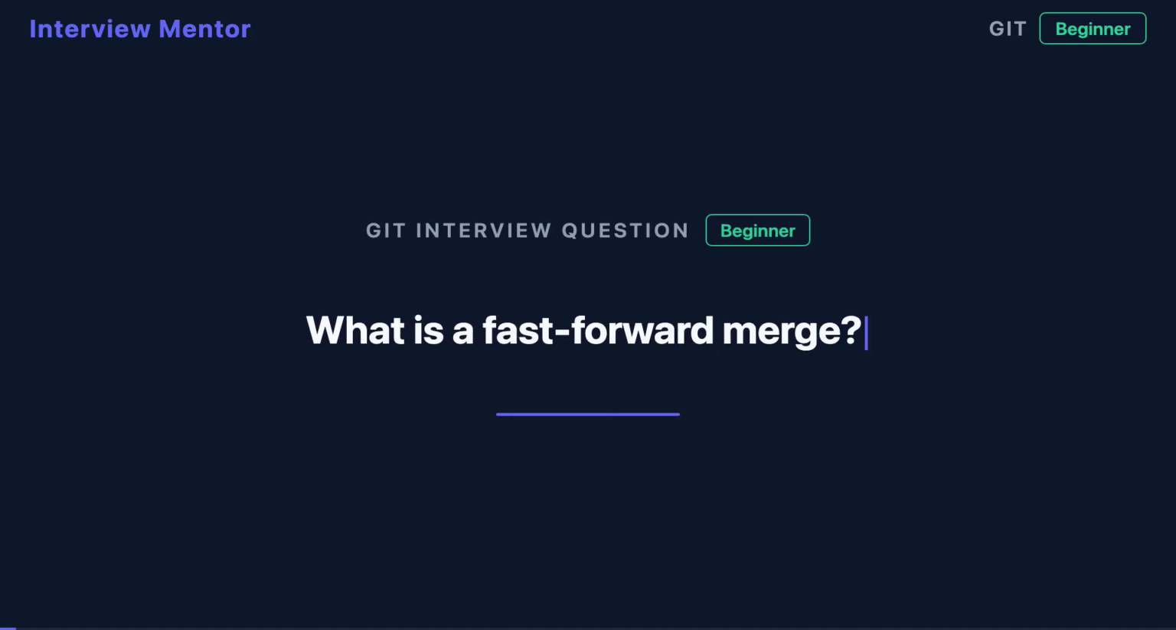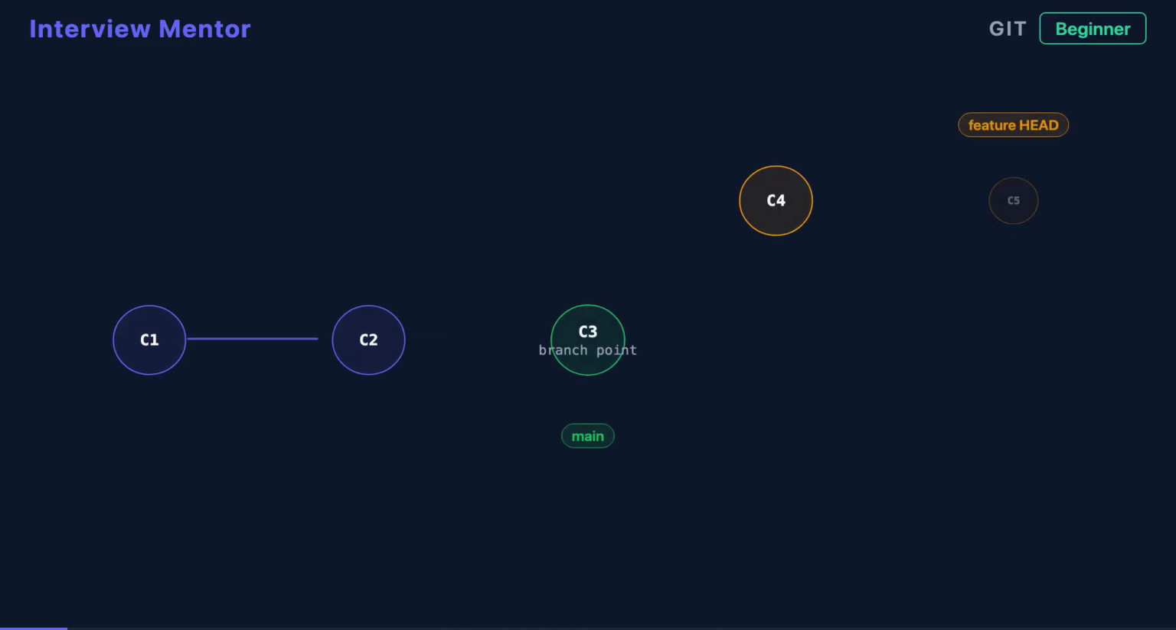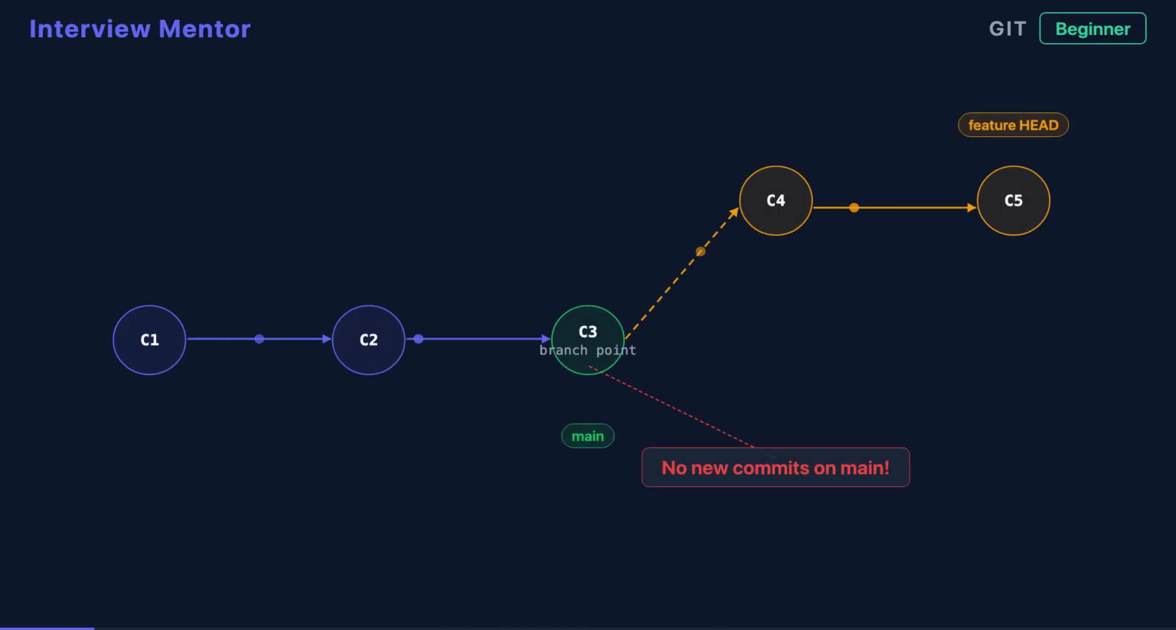Most developers run git merge without thinking about what actually happens underneath. A fast-forward merge is only possible in one specific situation. Imagine you're on main at commit C. You branch off, then add commits D and E on the feature branch.